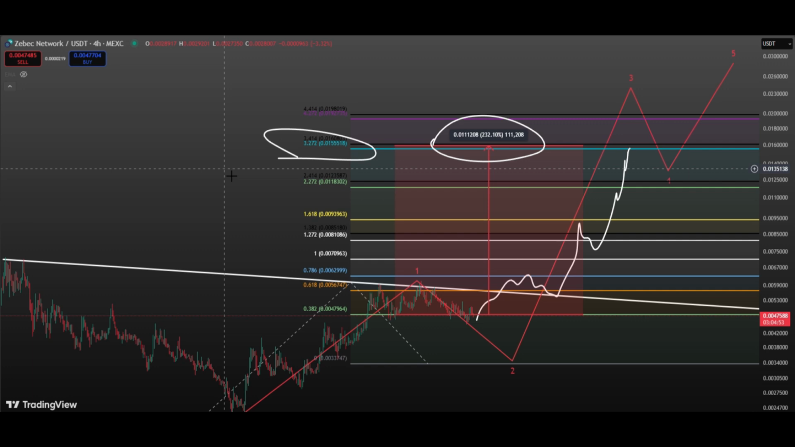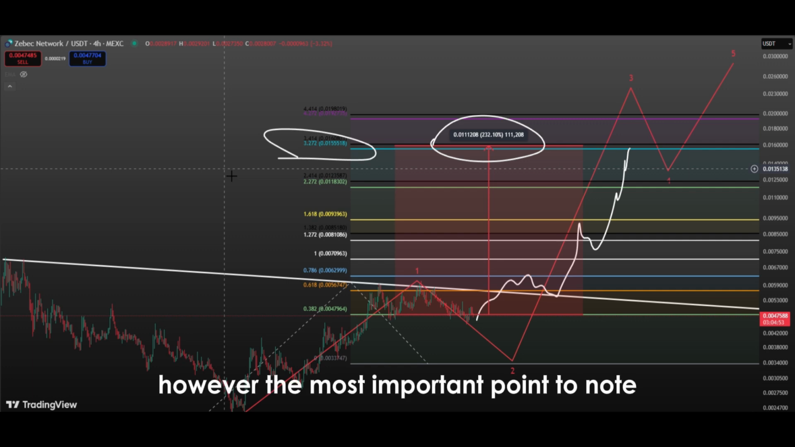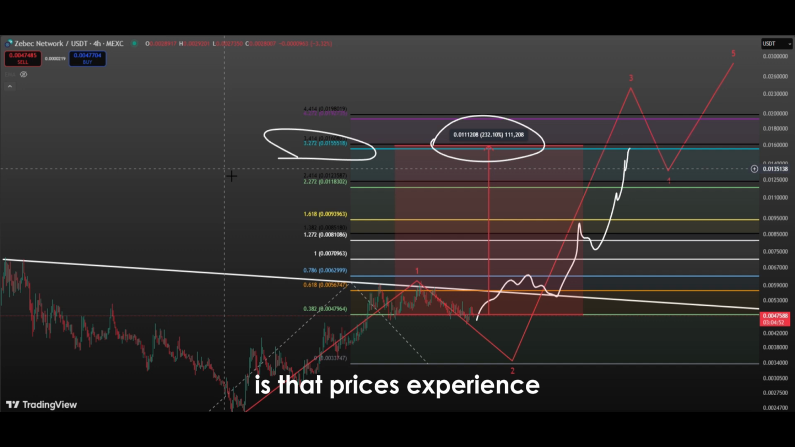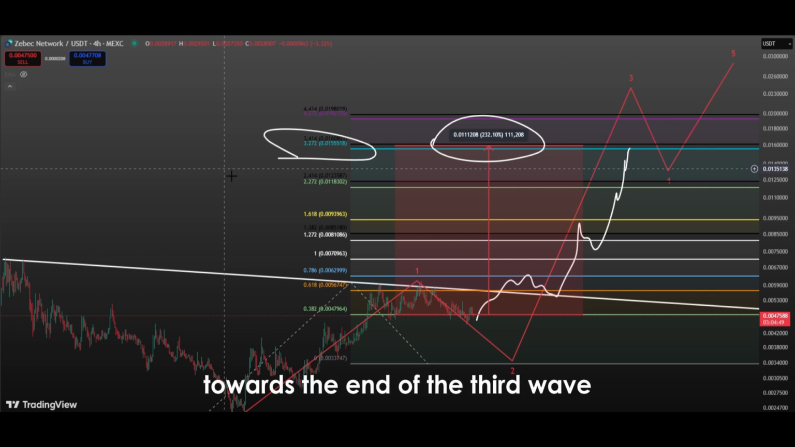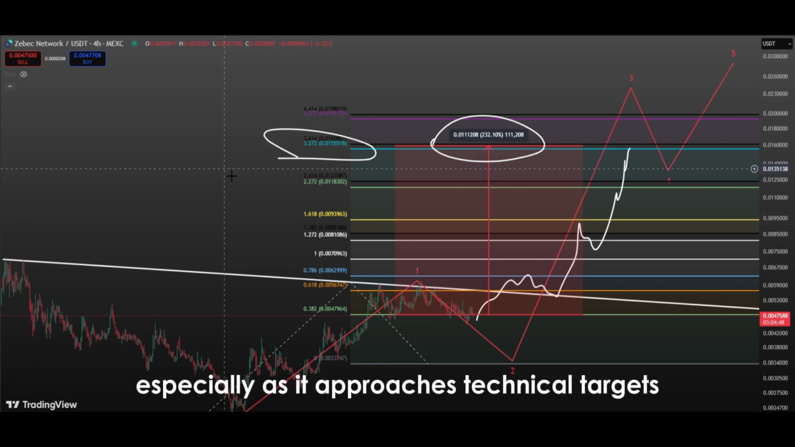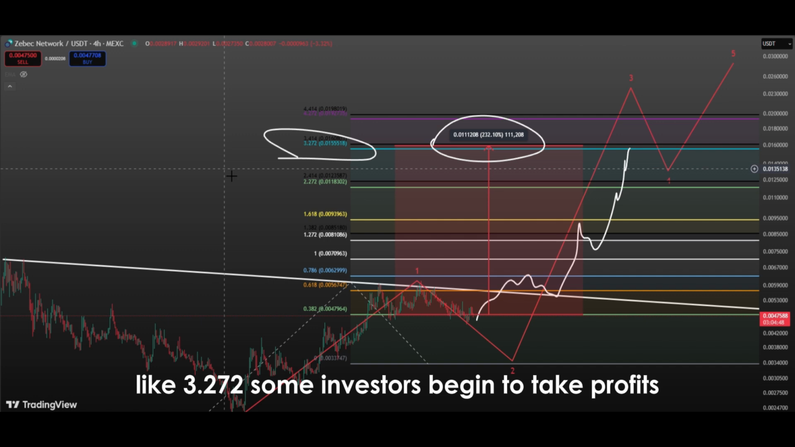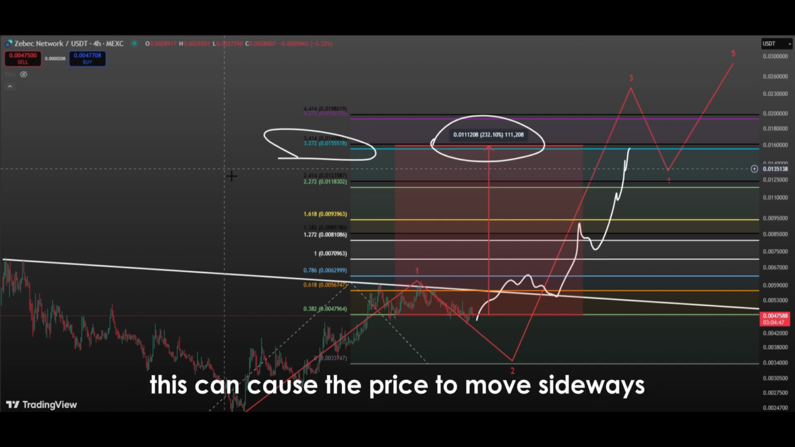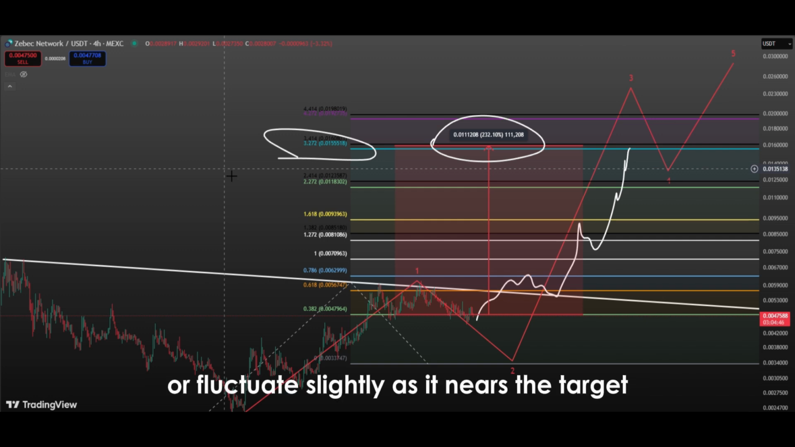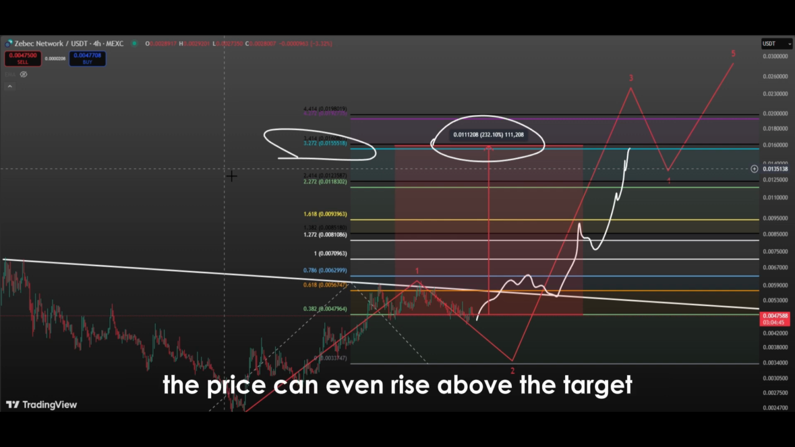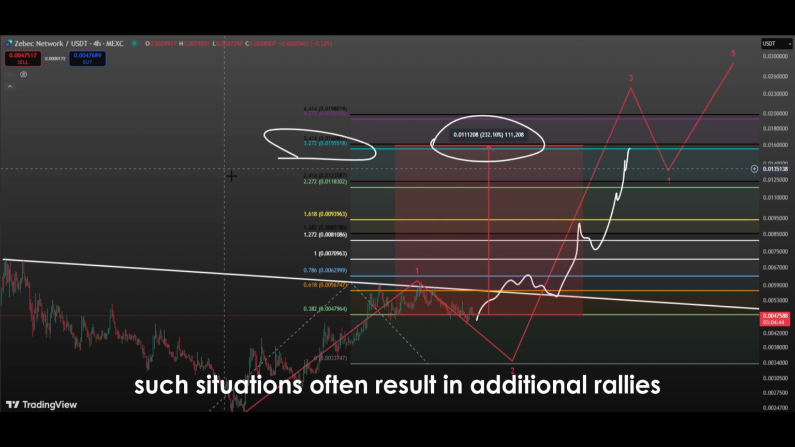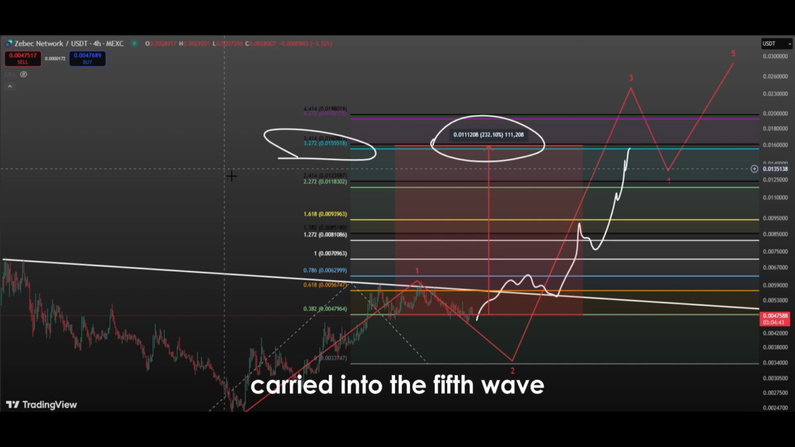However, the most important point to note when entering the third wave is that prices experience their fastest and steepest rise in the middle of the wave. In Elliott wave theory, the third wave generally gains its highest momentum in its middle stages. Towards the end of the third wave, especially as it approaches technical targets like 3.272, some investors begin to take profits. This can cause the price to move sideways or fluctuate slightly as it nears the target. However, if market expectations remain strong, the price can even rise above the target. Such situations often result in additional rallies carried into the fifth wave.